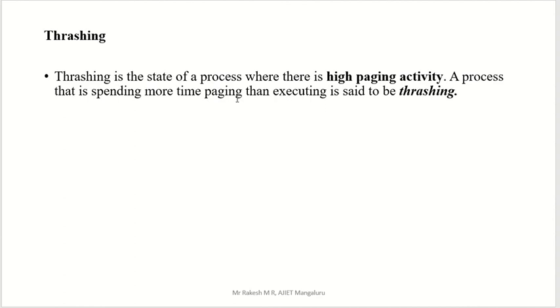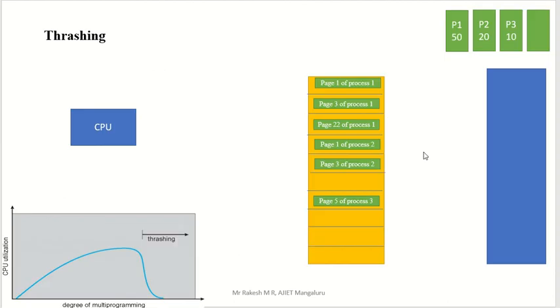So paging means page fault and page hit. The CPU will waste time on page faults and page hits rather than executing. That is called thrashing. I will come to that example.